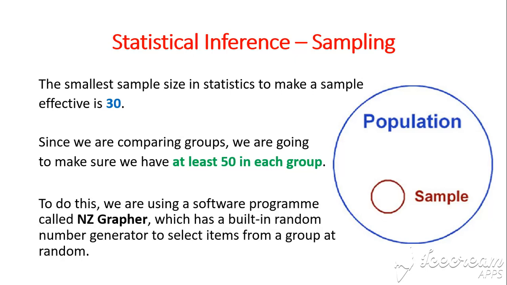Right, so we're going to use a software program called NZGrapher. We'll show you how to do that in the next couple of videos. That's already got a built-in random number generator to select items at random.